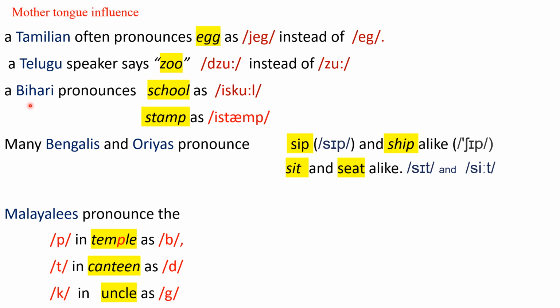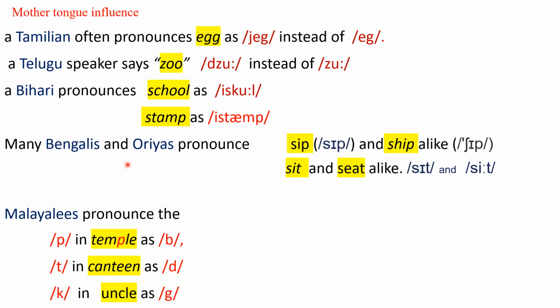And a Bihari pronounces school as 'ischool'. They add an e vowel before the s consonant. So they say 'ischool', and stamp as 'istamp'. In the same way, Urdu speakers also pronounce school as 'ischool'. So these are all examples of the influence of mother tongue on English.